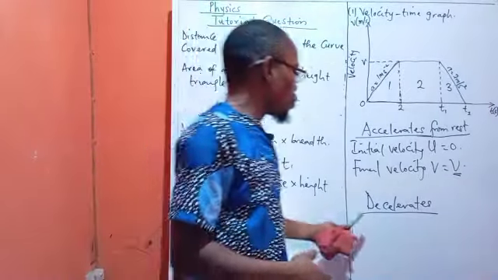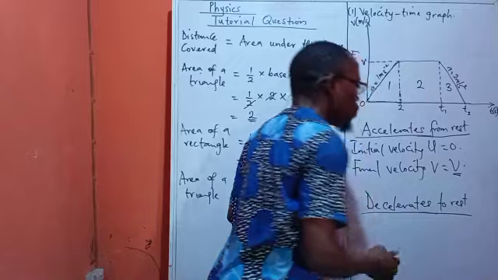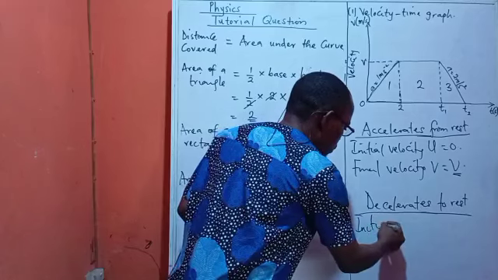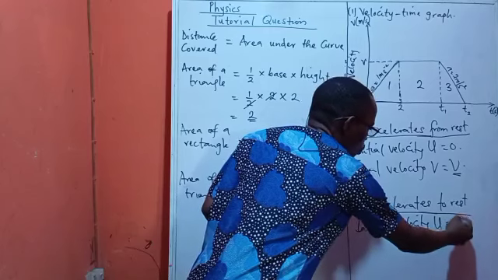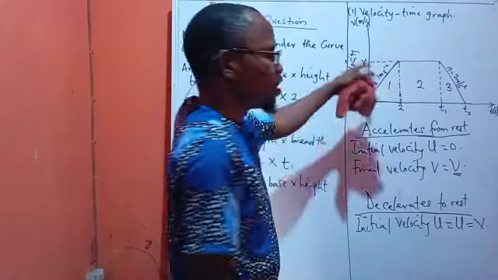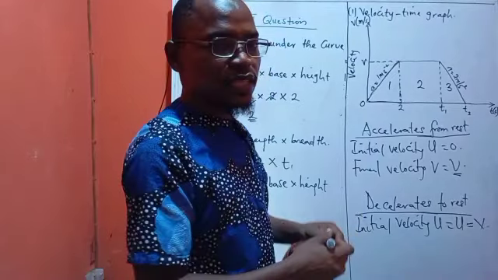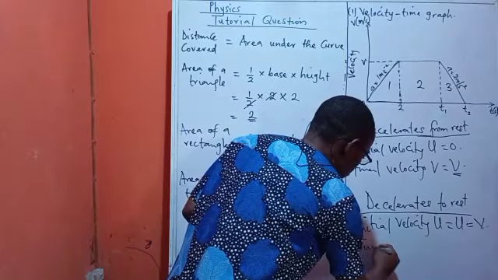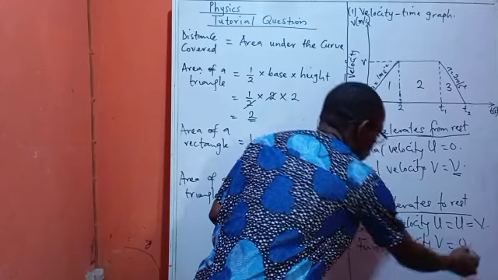So when they say a body decelerates to rest, what does that mean? It means that what? Your initial velocity u will be equivalent to v, if it is given, or it will be equivalent to the constant speed, which is given to you. Then the final velocity v will be 0.